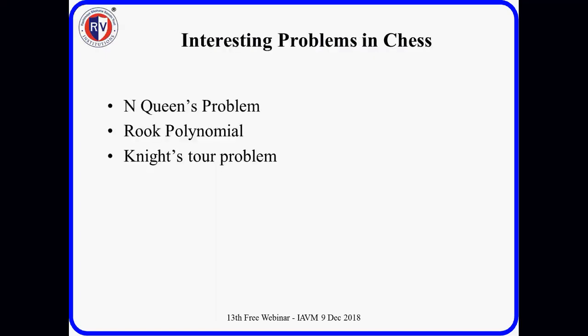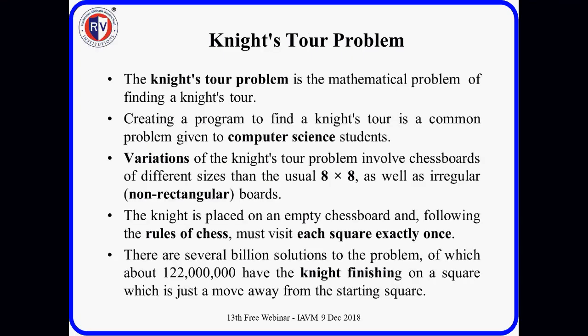For a computer science student, there are so many problems, as well as for those who play chess. The N-Queens problem, Rook polynomial, and the Knight's Tour problem are very challenging problems, and writing a program so that we can play with queens or rooks or the knight are very interesting problems in computer science. Coming to the Knight's Tour problem, which is relevant to our presentation. What is the Knight's Tour problem? It is the mathematical problem of finding a Knight's Tour. Creating a program to find a Knight's Tour is a common problem given to a computer science student.